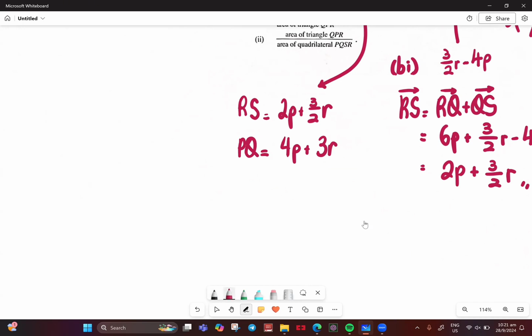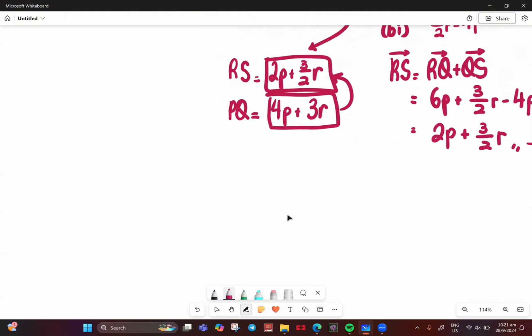How do I get from this to this? Am I making sense? How do I get from here to here? Agree or disagree? All right, so you realize that RS is the shorter one, right? So we want to put a scalar over there to what? Scalar to my 4P plus 3R. You understand what I'm saying?